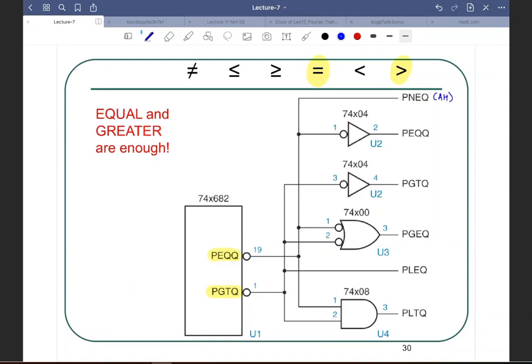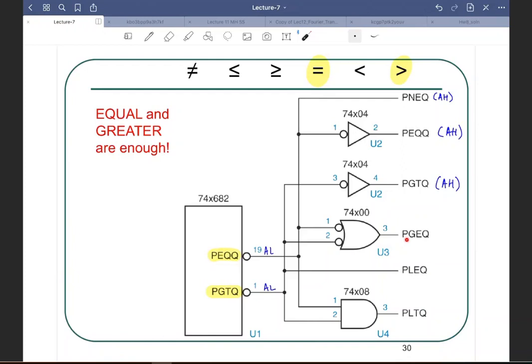How about P equal to Q? Well, P equal to Q, which is an active high output for equality, is simply a NOT gate. So that bubble cancels out with that bubble, and then you get P equal to Q. In this case, it was active low. Over here, it is active high. How about P greater than Q? Well, again, take pin number one here, active low, complement it, you get P greater than Q in active high format. So all these are active high outputs. Over here, it was active low and active low.